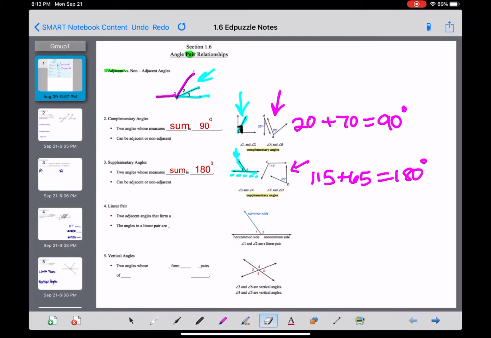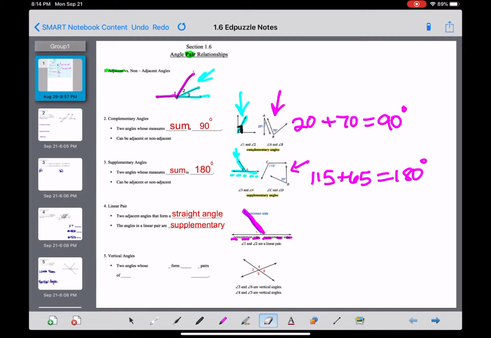A linear pair is our fourth example. They are two adjacent angles that form a straight angle. The angles in a linear pair are supplementary since a straight angle is a line and a line is 180 degrees. It must have a common side. That's what makes them adjacent. And they are supplementary, being a straight line, which is 180 degrees.